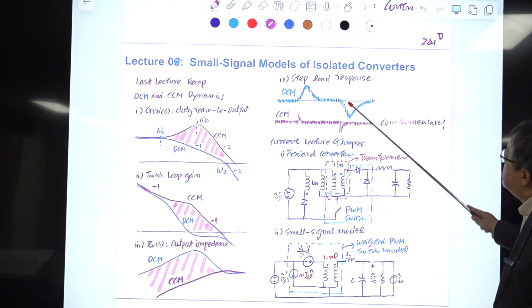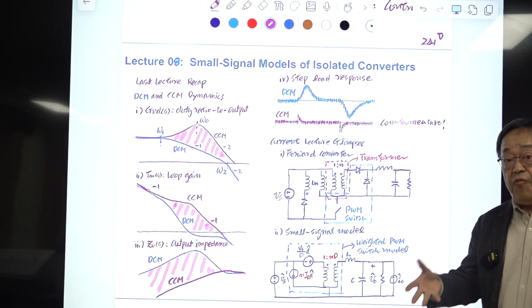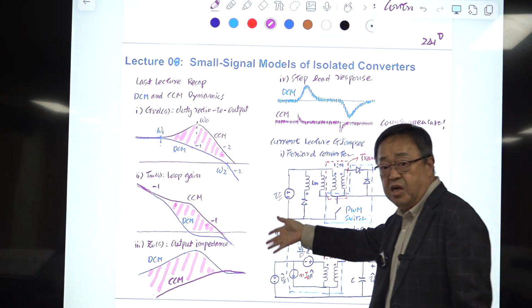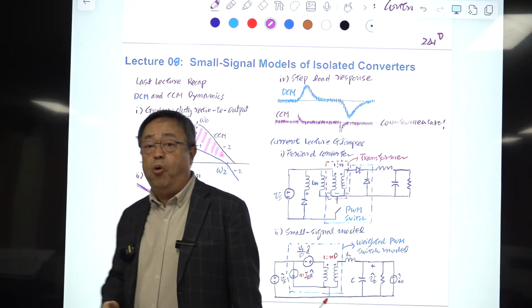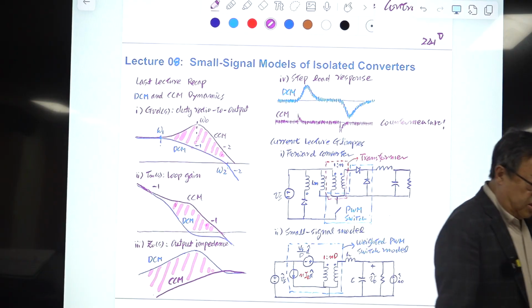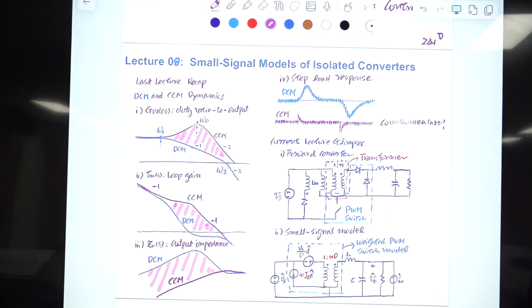But this can be fixed by modifying the control scheme. What I was talking about here is, I was assuming voltage mode control. Maybe we'll discuss the details about voltage mode control in the next topic, and the conventional control adopting only one feedback from the output voltage is called voltage mode control.